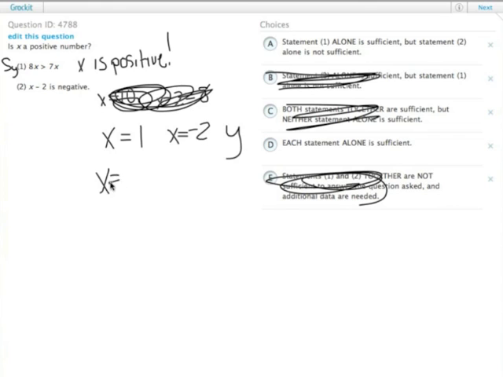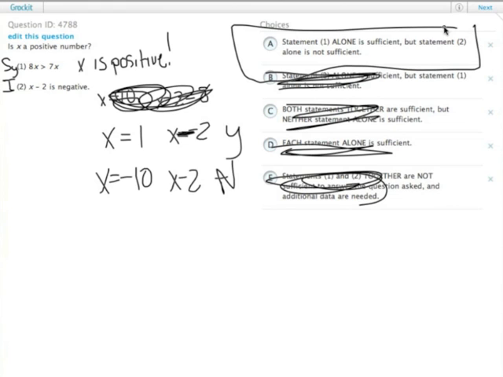We could also say, though, that x is negative 10. X minus 2 is going to equal negative 12. So no, x is not a positive number. So statement 2 is a sometimes yes, sometimes no, depending on what you pick for x. So statement 2 is not sufficient. We can eliminate D and select A as our answer.